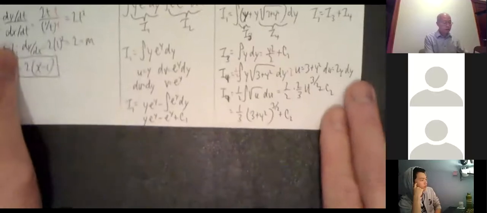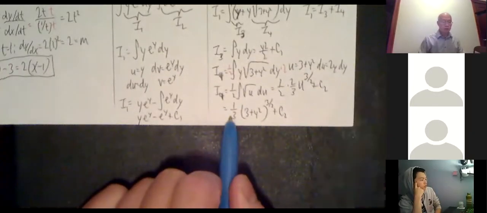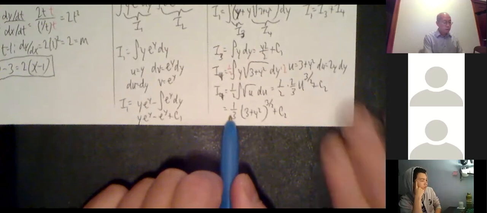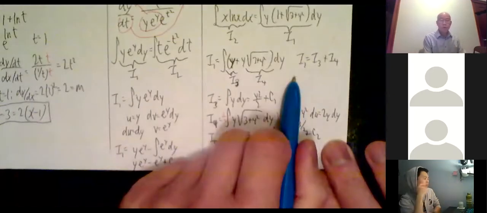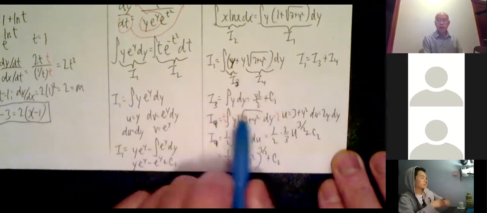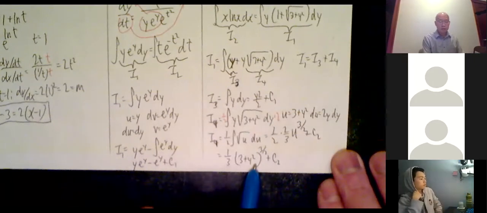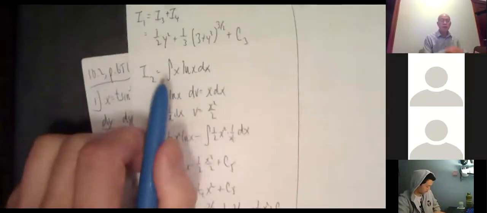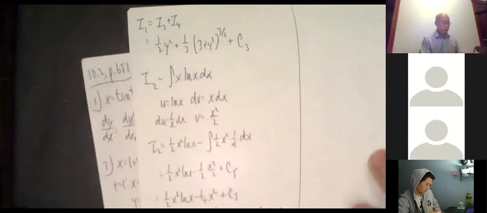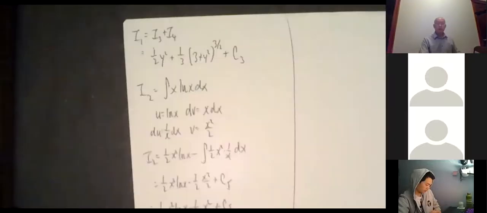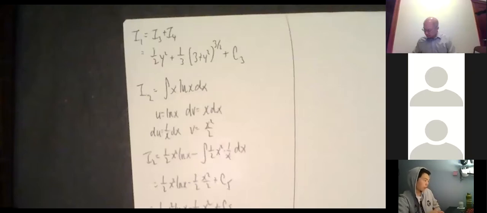Okay, so I think we got down to here, I4. Then we have I1 is I3 plus I4. So I1 is that plus that. Okay, so switch over to here. 1/2 y squared plus 1/3 (3 plus y squared) to the 3/2 plus C3. I just call it C3 now, I suppose. I'm just checking what else I have to do here.